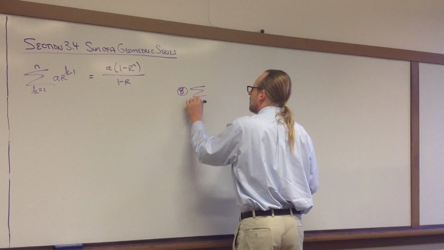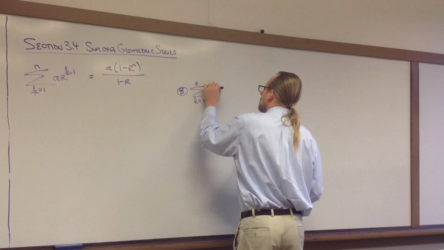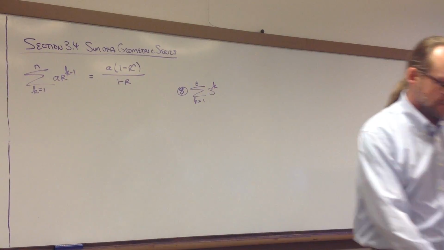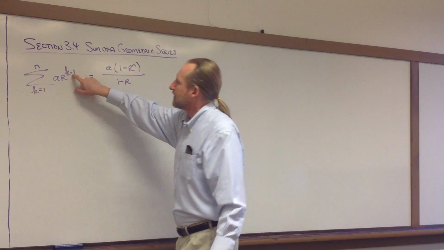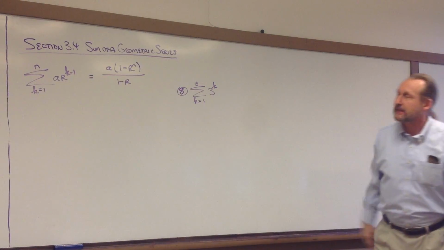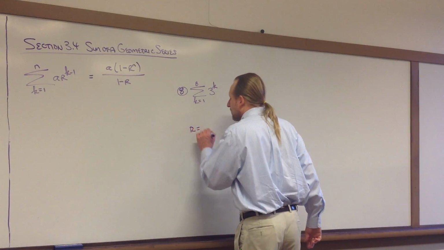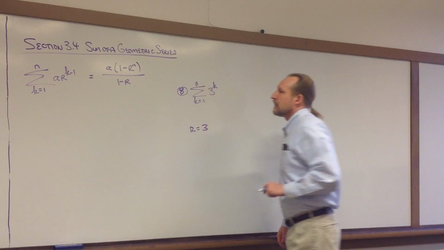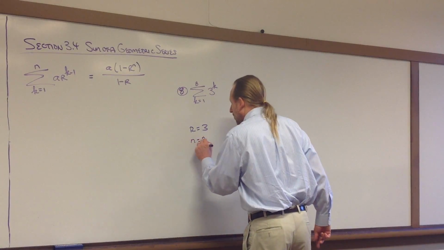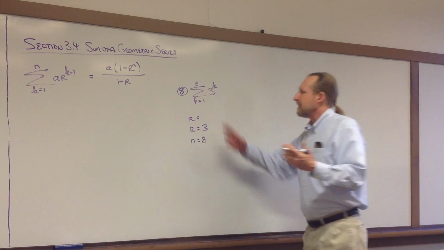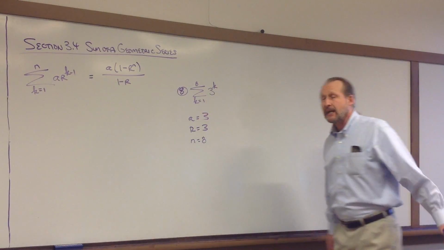Problem 8, we've got k from 1 to 8, 3 to the k power. Okay, now notice that this is not in standard form. This is k minus 1, this is k. That does make a difference, all right? R is still going to be 3, because that's what's being raised to a power. That's what generates that common ratio. N is going to be 8. But the value of A, again, plug in k equals 1. That'll tell you what the first term is. In this case, A equals 3.